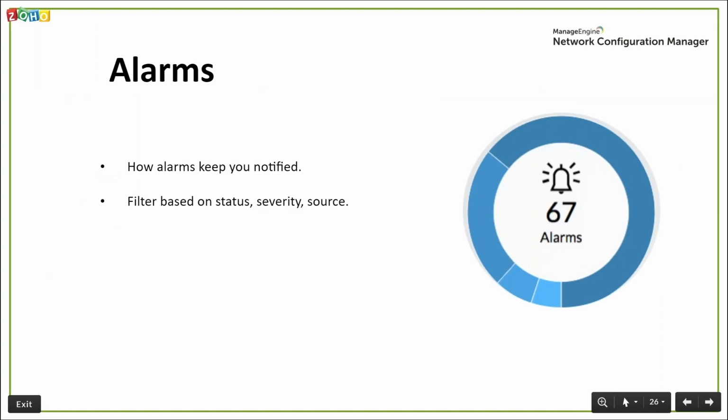So let's move on to alarms. Alarms are very useful because they're specifically designed to keep you notified about what is going on in your network. In Network Configuration Manager, there are alarms for different operations such as a backup failure or successful backup or a scheduled failure, etc.